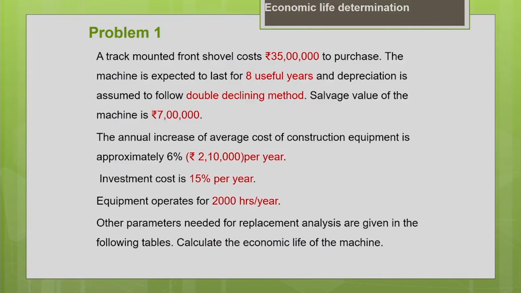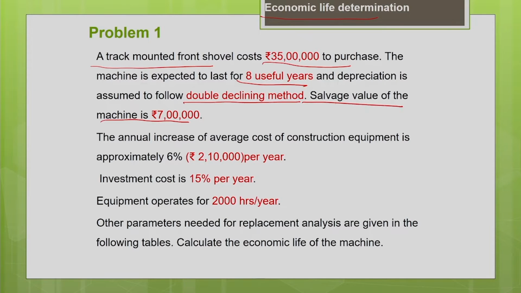Now let us work out an example. In this example, we are going to see how to estimate the economic life of the machine. Here we are going to estimate the economic life for a track mounted trench shovel whose purchase price is 35 lakh. The machine is expected to last for 8 useful years, and the depreciation is assumed to follow the double declining balance method. At the end of the 8 years, you will be able to sell the machine for rupees 7 lakh. That means the salvage value of the machine is 7 lakh.